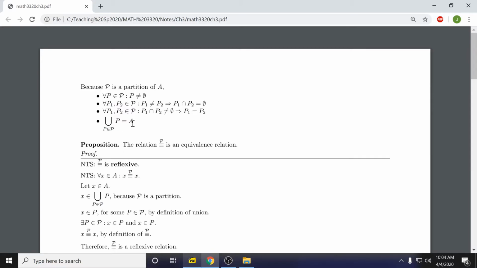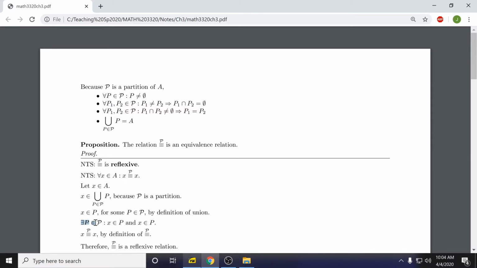And so if x is in A, x is in this union. But if x is in this union, it's got to be in one of these sets, right? So x has to be in P for some P in this partition, just by the definition of union. Now, if x is in P, another way we could write this, and again, this might look kind of silly, is: there exists a P in script P such that x is in P and x is in P. No one can stop us from writing that twice.